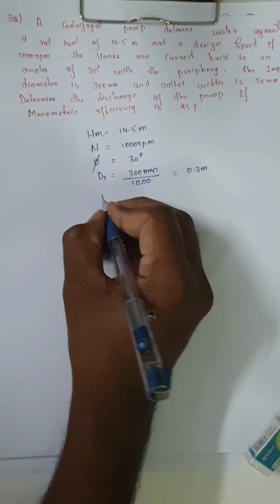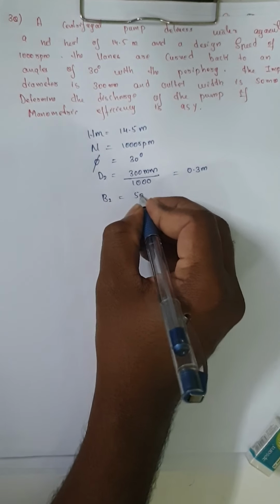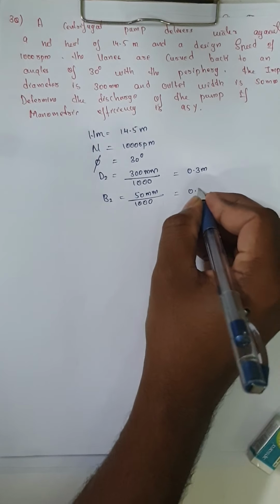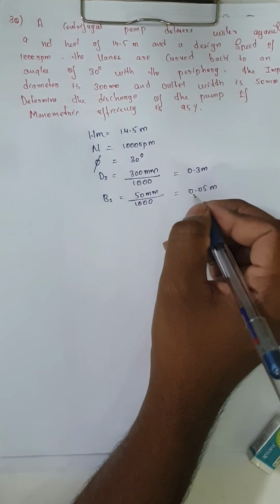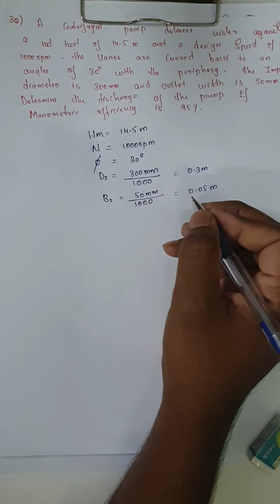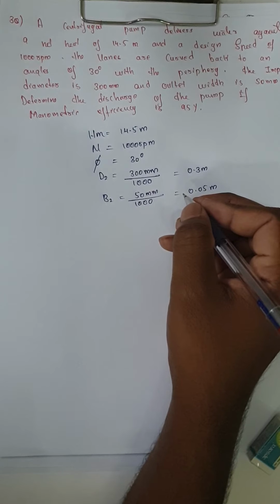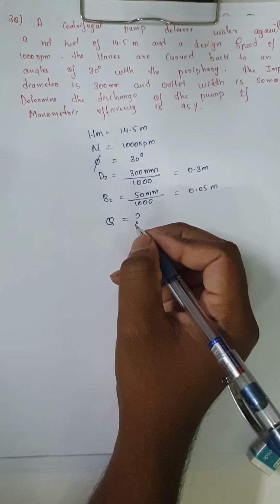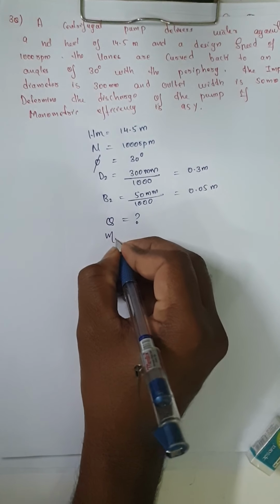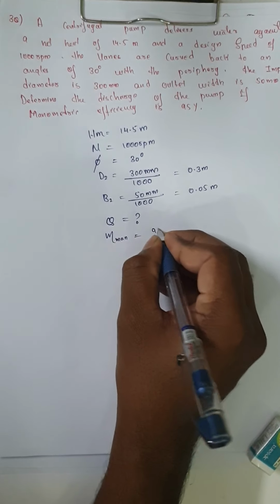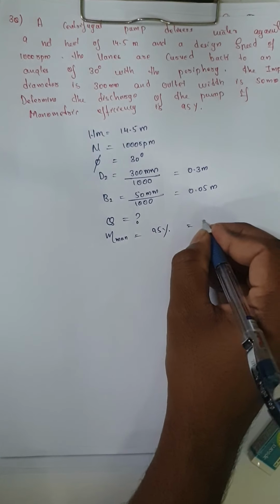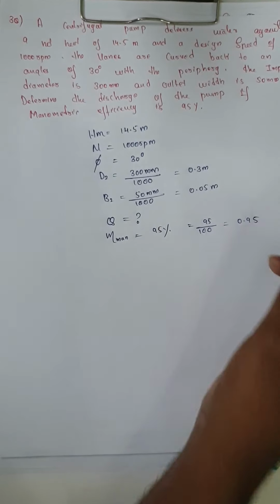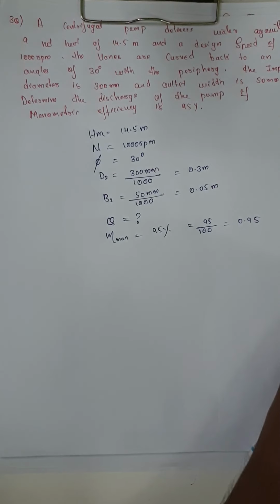And the outer width B2 is given. B2 is equal to 50 mm. Here also divide by 1000. How much? 0.05 meter is given. After that, determine the discharge. He is asking to find out the value of discharge if the manometric efficiency is given. How much is it? 95%. So 95 divided by 100, that is 0.95.